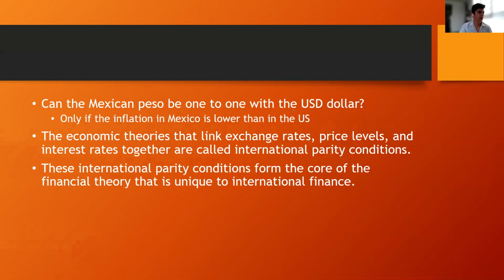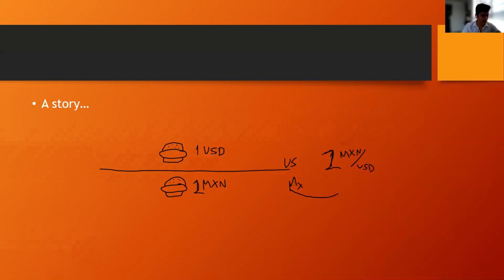I am going to ask you an interesting question. Can the Mexican peso be one-to-one with the dollar? Well, if we think about what we have just learned from the previous theory, the answer is no, or only if the inflation rate in Mexico is lower than in the US. Because if we analyze this with real-life data, of course, Mexico has more inflation. So in the future, instead of getting closer, it will tend to diverge, right? It will tend to increase the price of the dollar more and more because we have more inflation.